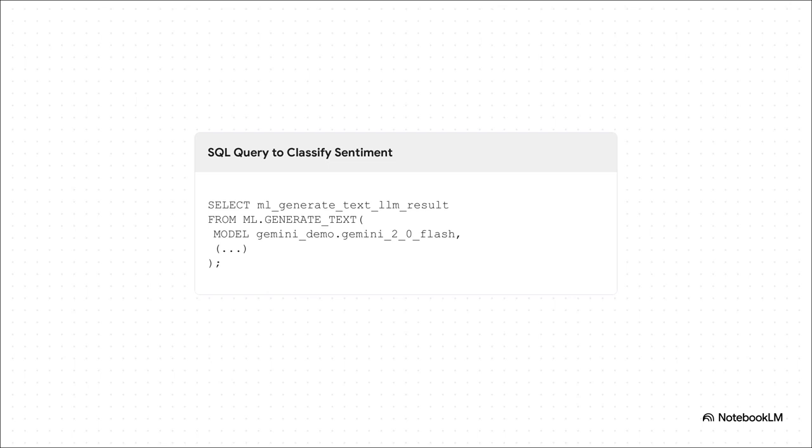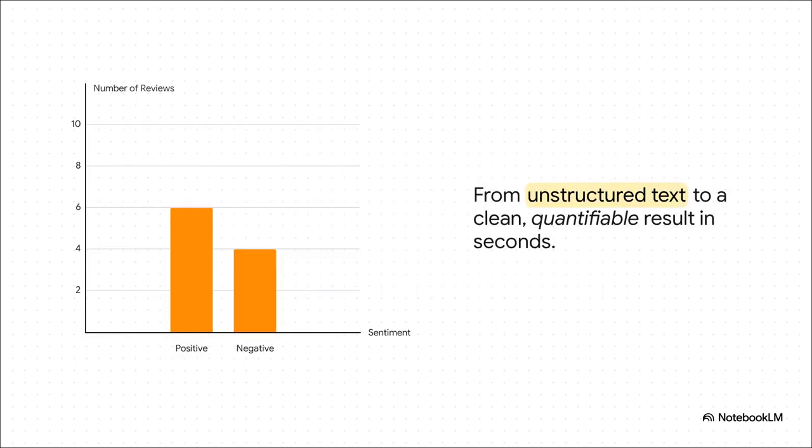This time, we simply told the AI to classify the sentiment as positive or negative for every single review. It's kind of wild when you think about it. That one simple, plain English instruction, wrapped in a bit of SQL, is all it takes to analyze thousands of reviews. And boom, here is the aha moment.